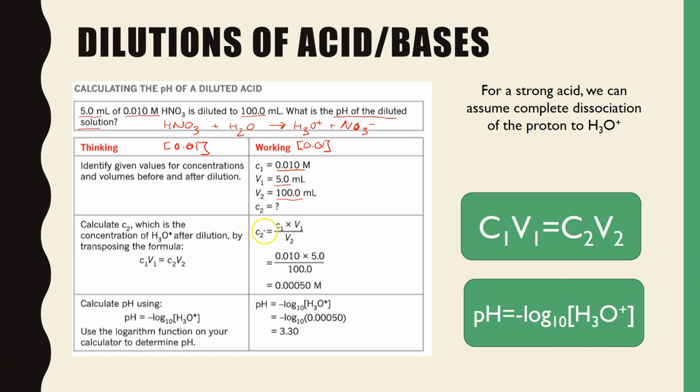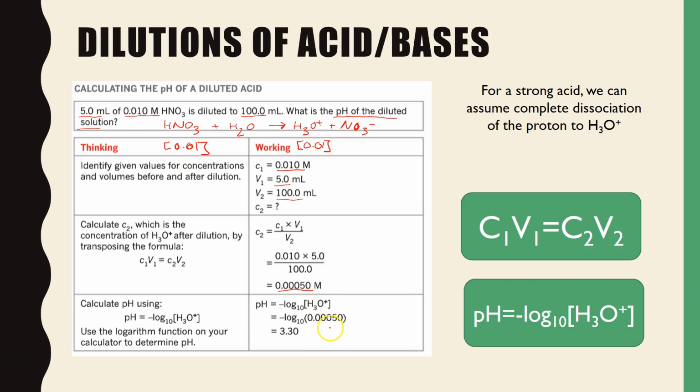So first of all, we calculate the concentration of C2, just as we did in the previous slide. We multiply the initial concentration by the initial volume, and we divide that by the final volume, and that gives us this molar concentration of nitric acid. So we can see that nitric acid has a concentration now of 0.0005 molar. As I mentioned, because this is a complete or forward reaction, every single one of the nitric acid molecules will form a hydronium ion. Therefore, the concentration of the two will be equal.